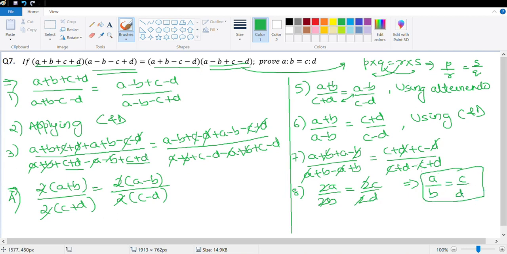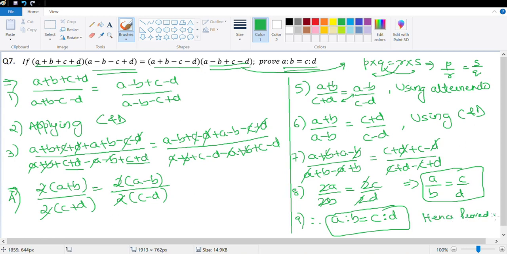Let's read the question. They want us to prove it in the ratio form, so I will have to write my answer in the ratio form. Therefore, a is to b is equal to c is to d. Hence proved. So very interesting question.